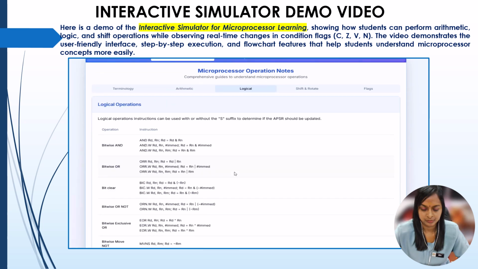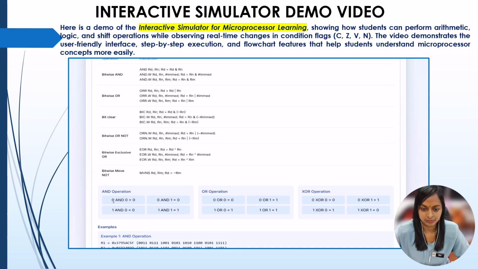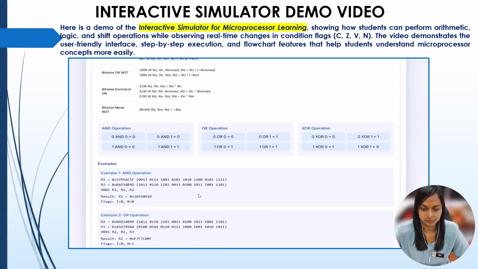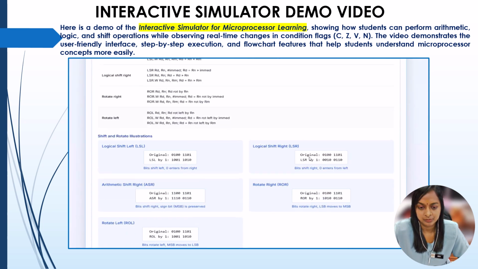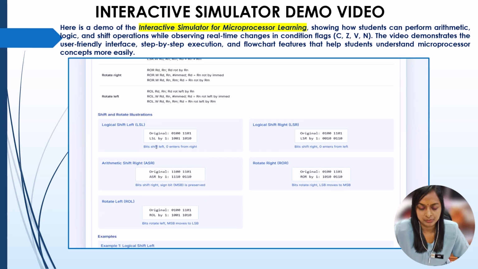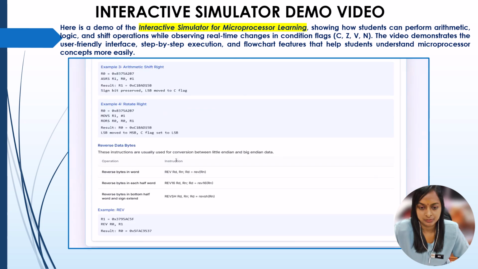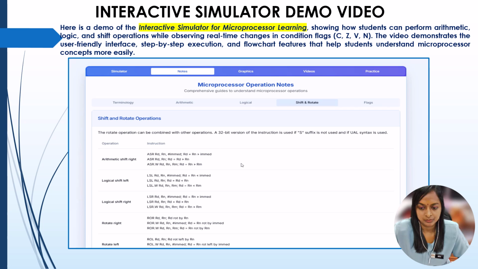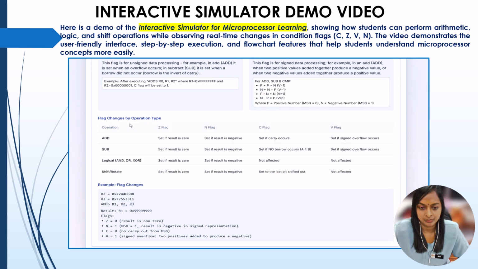Okay, next, logical operations. The notes for logical operations are also here, for example AND and OR operations, so AND of 0 and 0 will become a 0. Next, for shift and rotate we also have some notes here. If shift left, 0 enters from the right. So all the notes can be seen from here. The reverse data type is also given, and then they can go for flags. For the zero flag, what happened, what instruction will result in 0, and flag change by operation.